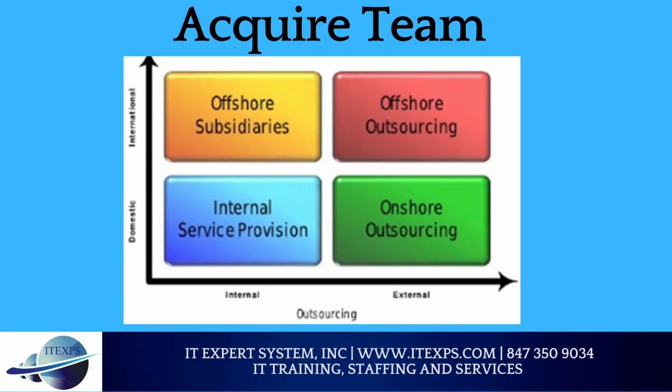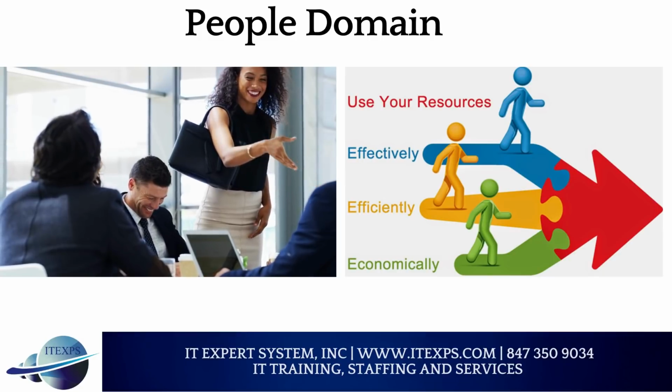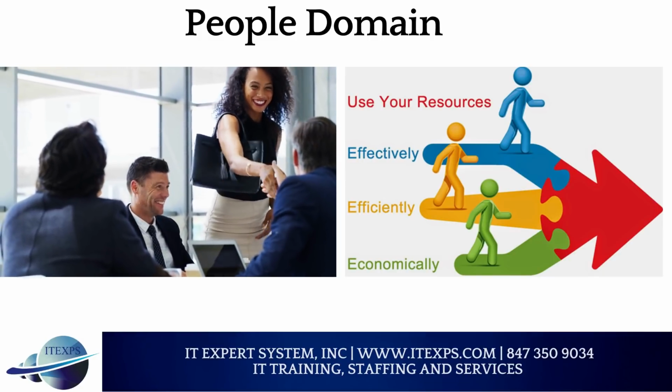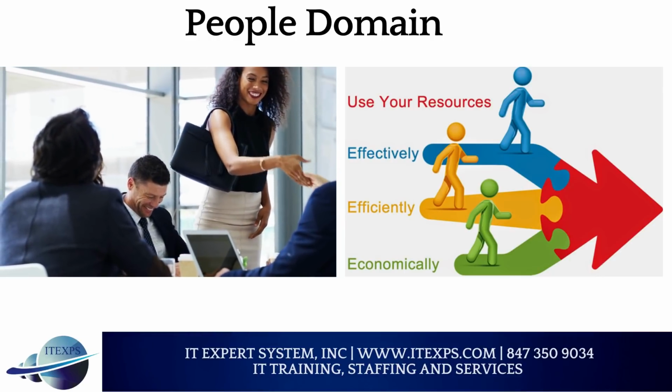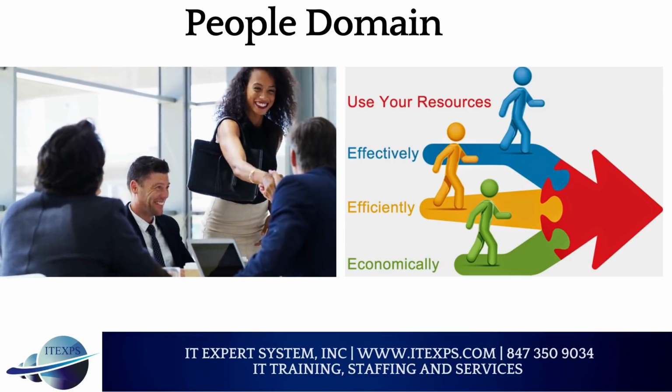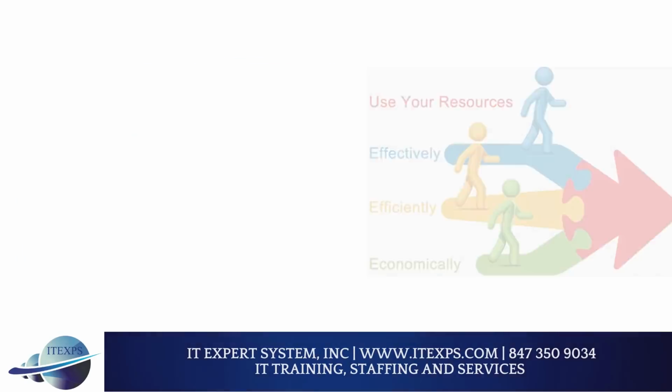Typically, organizations would assemble internal employees, but now there's also the outsourcing model, and outsourcing can be internal or external, and they can also be international versus domestic. And this chart shows how these 4 different models will occur. The people domain is all about people and teams and resources, and it's up to the project manager to ensure that all resources are used effectively, efficiently, and economically so that the project outcomes are the best possible.